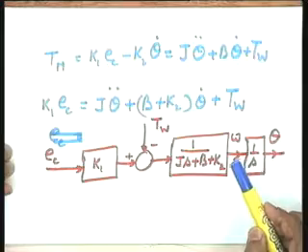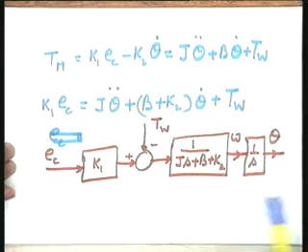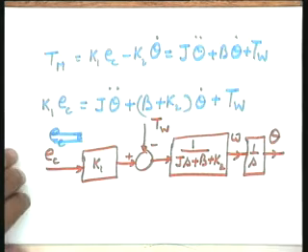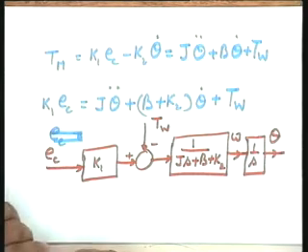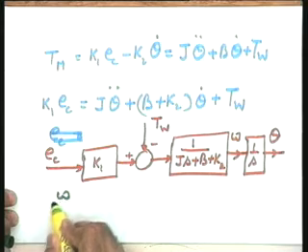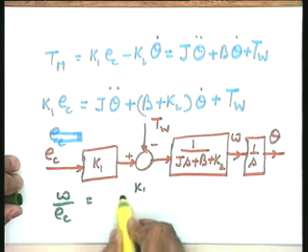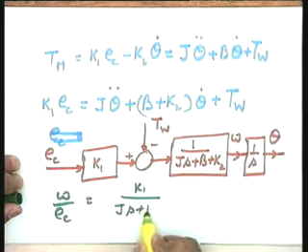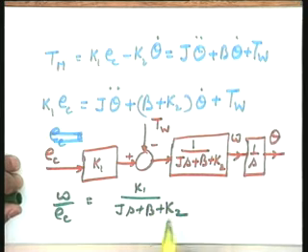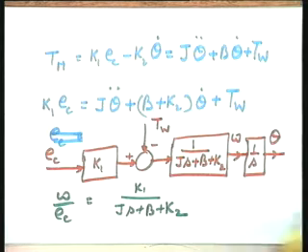You will please note, if I am interested in the transfer function between omega and EC, or between theta and EC, the transfer function will look like, help me please, between omega and EC. What is the nature of the transfer function? It is K1 over Js plus B plus K2. I hope this is all right. K1 over Js plus B plus K2. This is the transfer function.